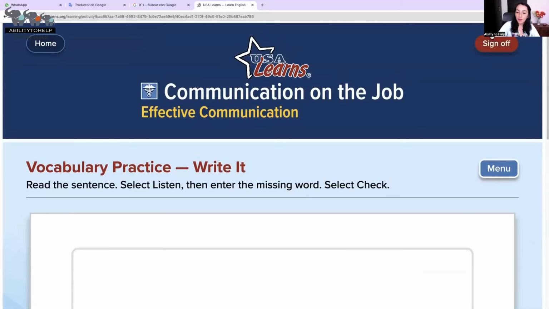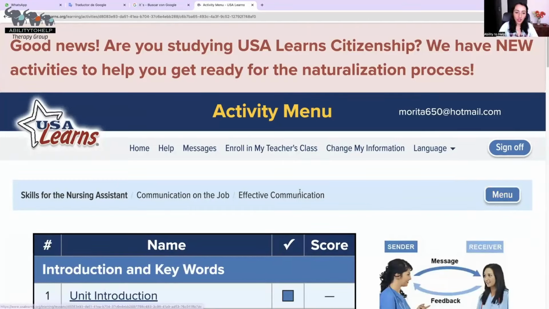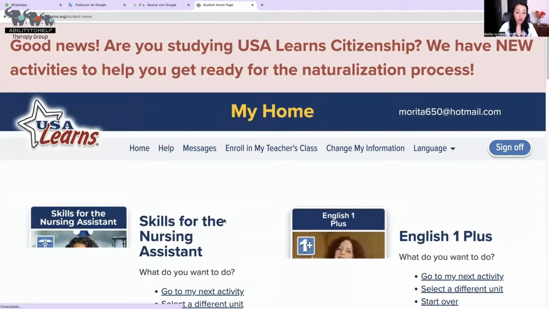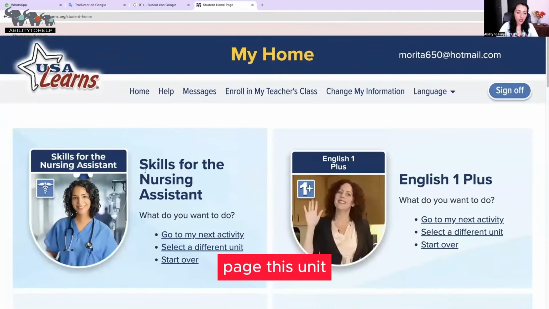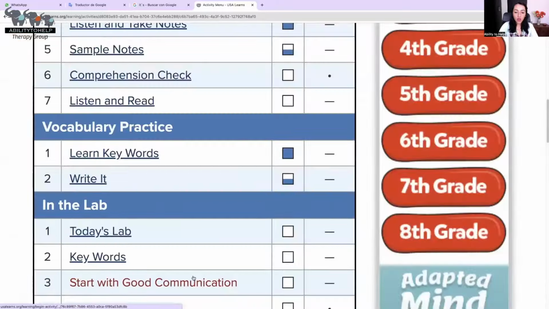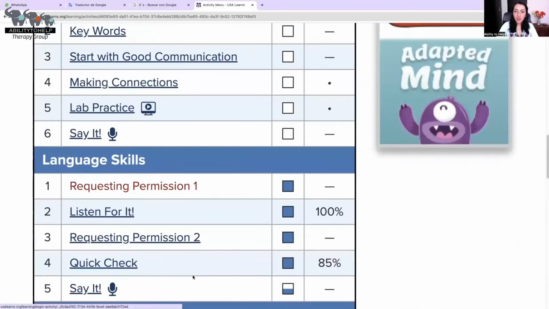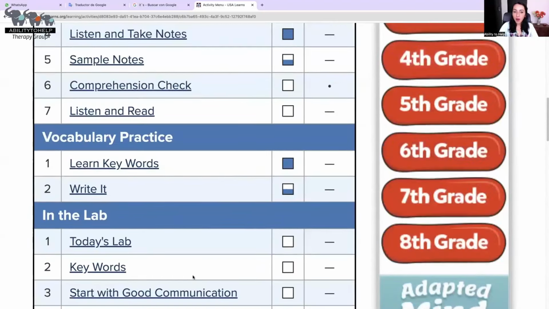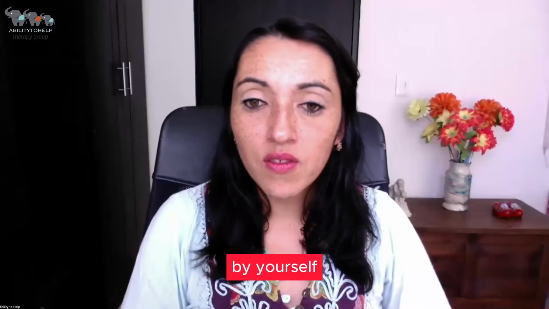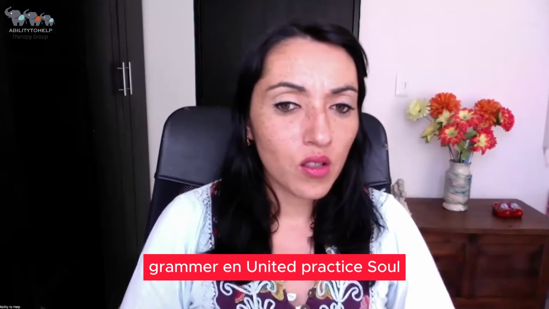Okay, we have an interesting exercise to solve here on our page, this unit, skills for the nursing assistant. Don't forget, click here. Then number one, finally solve all this unit. We did it together, but we have to finish it in half an hour of practice. So do it right now, because you are learning vocabulary and grammar, and you need practice.